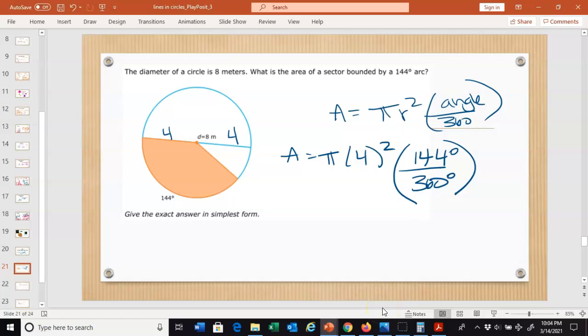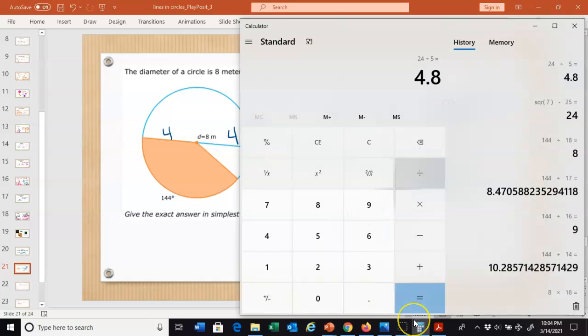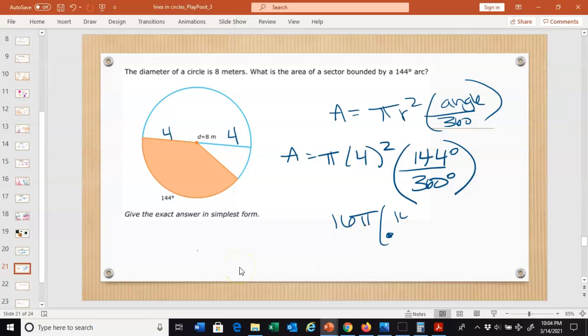So 4 squared is 16. Let's see what 144 divided by 360 is. That's 0.4. Now they're both in degrees, so that's good. If it were in other, you can also measure angles in radians, but likely that's not part of your standards this year. You should only see degrees. Radians means it's just in pi though. So it's just a different way, like centimeters and inches, pi and degrees.